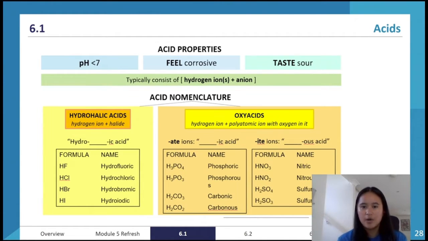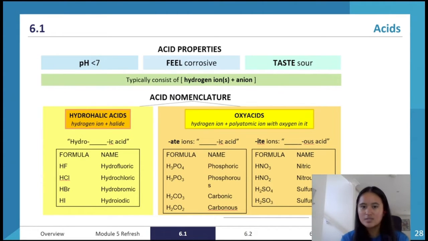For polyatomic ions, it depends on whether it's an -ate ion or an -ite ion. So your -ate ions are probably the ones that you've memorized. So phosphate, carbonate, sulfate, nitrate. They become phosphoric, carbonic, nitric, sulfuric acid. That's what they become. You add -ic at the end and then acid. Those are your -ate ions.